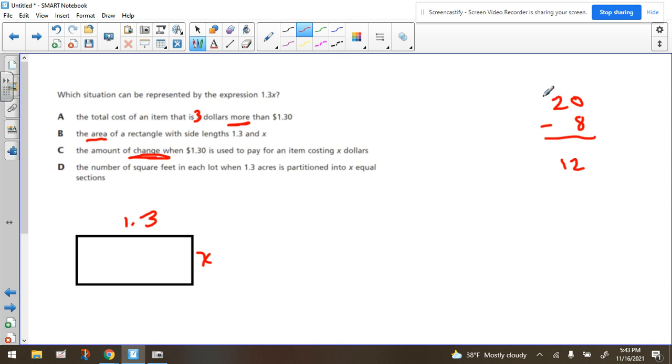So does that in any way involve multiplication? Because I use different numbers, but this is change when something costs a certain amount. Probably not that. All right, let's look at choice D.